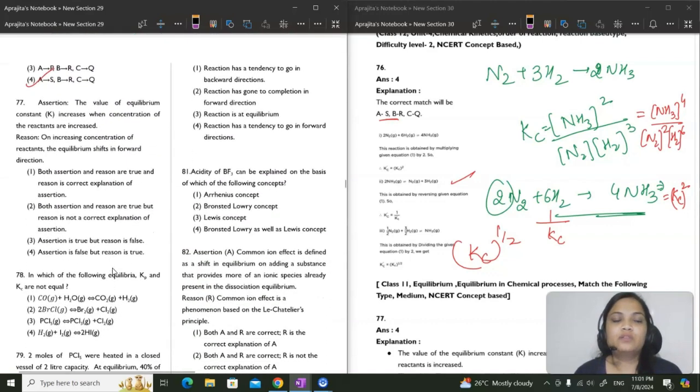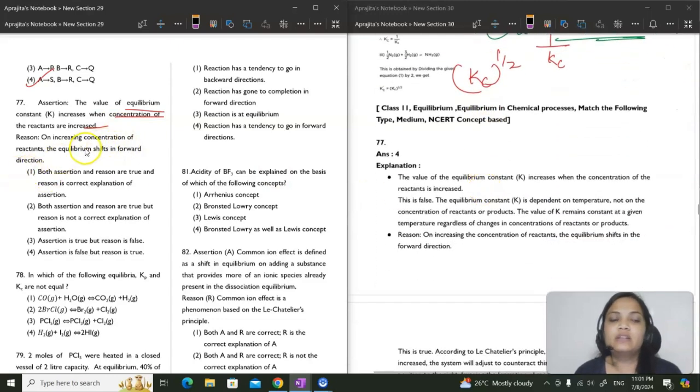Okay, question number 77, students. The value of equilibrium constant increases when concentration of reactants are increased. On increasing concentration of reactants, equilibrium shifts in positive direction. So students, you know that the value of equilibrium constant increases when concentration is increased. This is false, because the equilibrium constant is dependent on temperature and not on the concentration of reactants and products. It will remain constant at a given temperature regardless of the change in concentration. So the assertion is false.